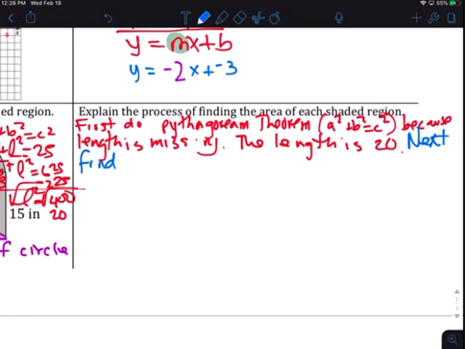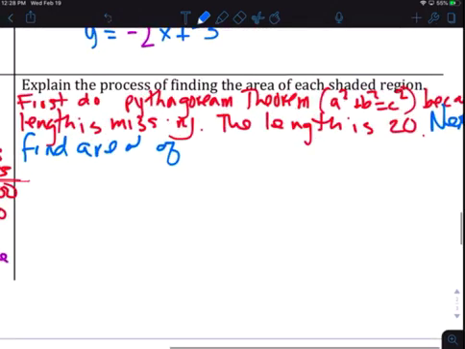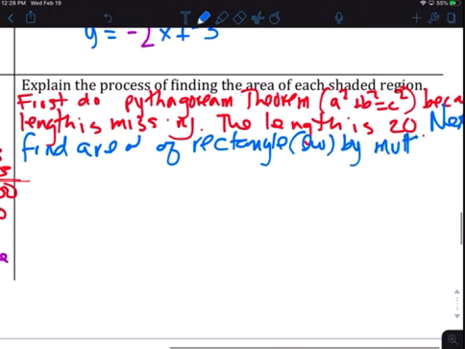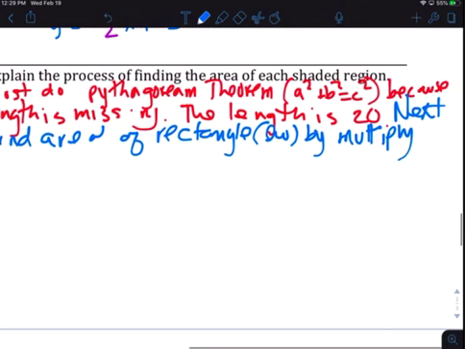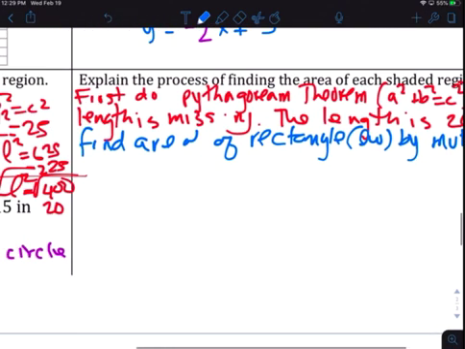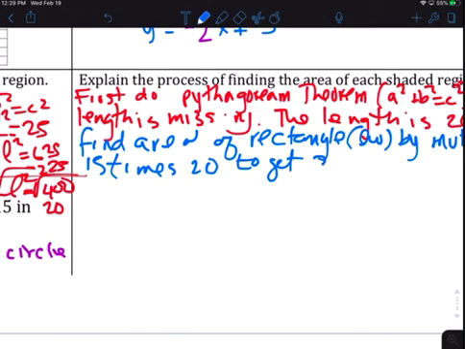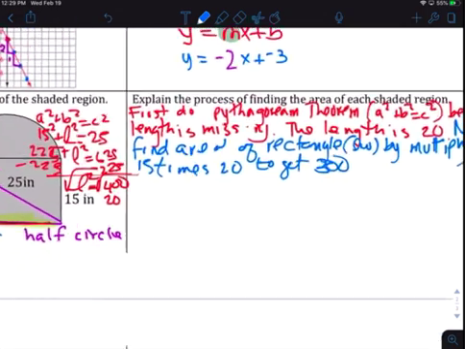Next, find area of rectangle, length times width, by multiplying 15 times 20 to get 300 inches squared.